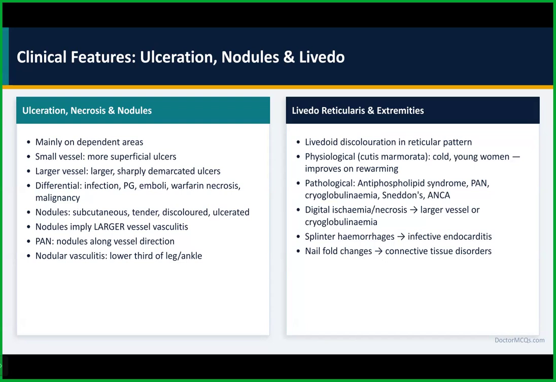A few findings are very particular to some diseases, like splinter hemorrhages, a manifestation specifically present in infective endocarditis. If there is digital ischemia, then it's definitely a larger vessel disease or could be cryoglobulinemia. If the patient has nail fold changes, then it is not just a skin or vessel disease, it is a connective tissue disorder.